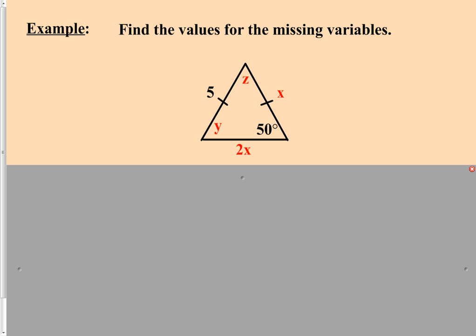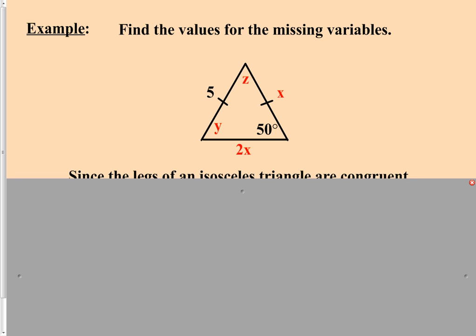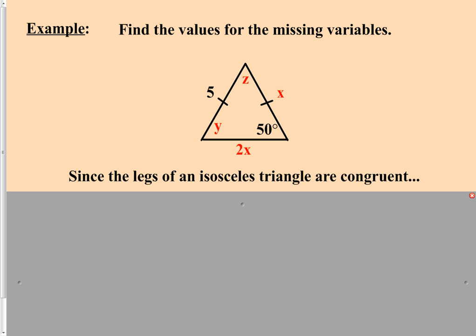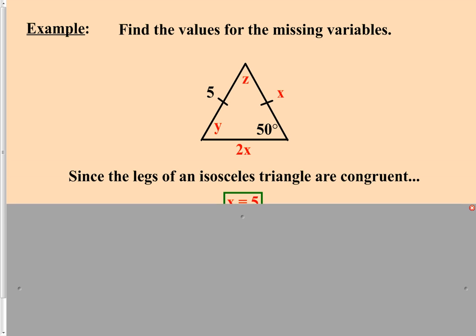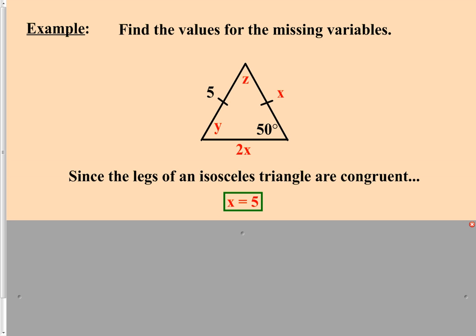Personally, the X information in this problem shouts at me. The legs of an isosceles triangle are congruent. They are even marked with tick marks in this particular instance for us. So it should be very easy to ascertain that the length of X is going to be equal to 5, because of the tick marks. Very simple.